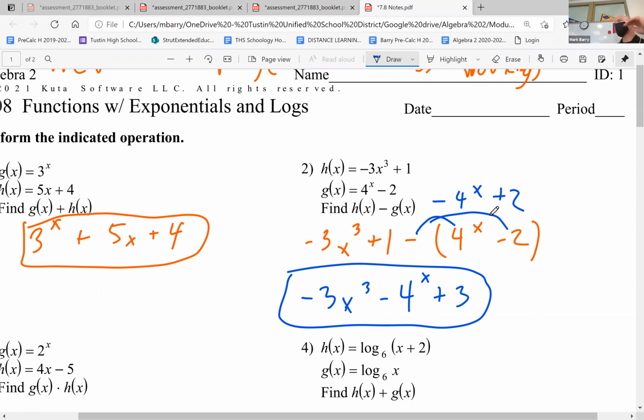So a little trickier than number 1, but I'd say not really. I mean, it did involve distributing the negative. We need to be careful about that whenever it's a minus. And we did have to combine like terms there with the 1 plus 2. All right, let's continue on here.